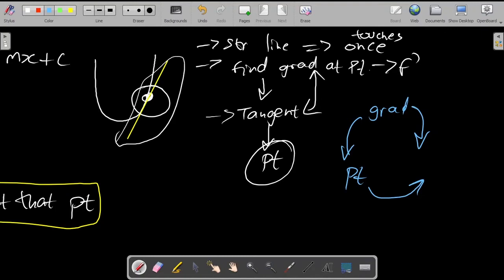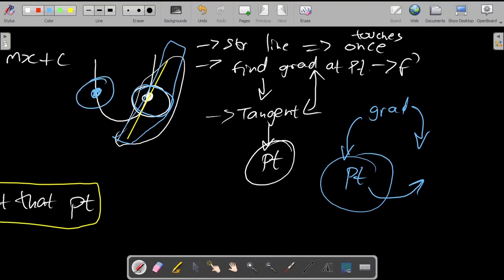So it's always about the gradient at a point, it's always about the gradient of the tangent and a specific point. Because if you had another point here and you found the gradient there, but you wanted to find the gradient of this tangent, then that would be wrong, because this yellow tangent doesn't pass through that point. So all of this happens at a specific point.